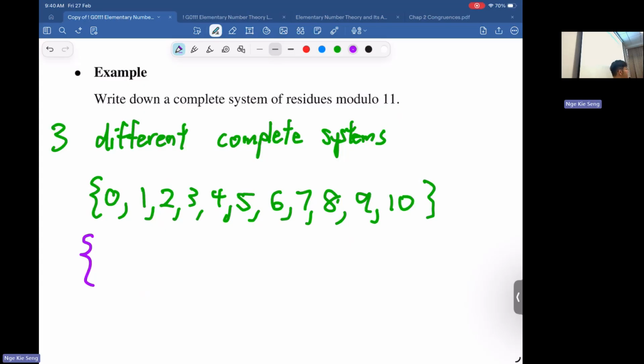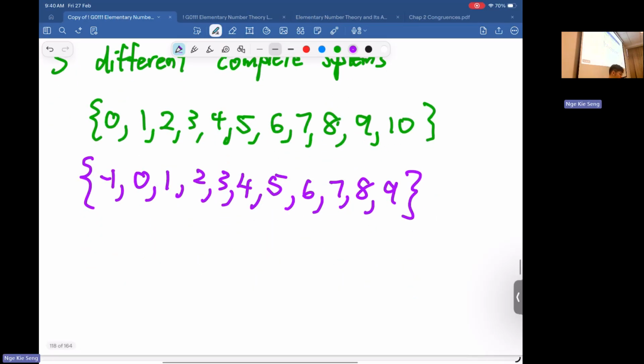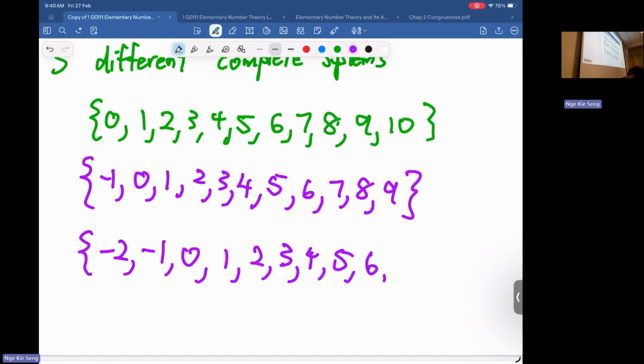Anyone give one? Minus 1, 0, 1, 2, 3, keeping the rest the same. Okay, good. And how about another? Shift it. How do you shift it? From minus 2. Okay. The next answer cannot be shifting anymore. Maybe a more creative one.